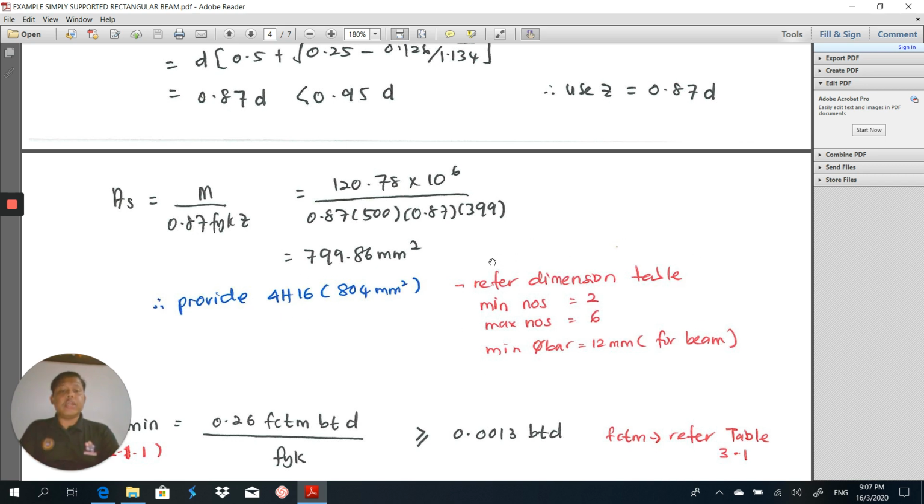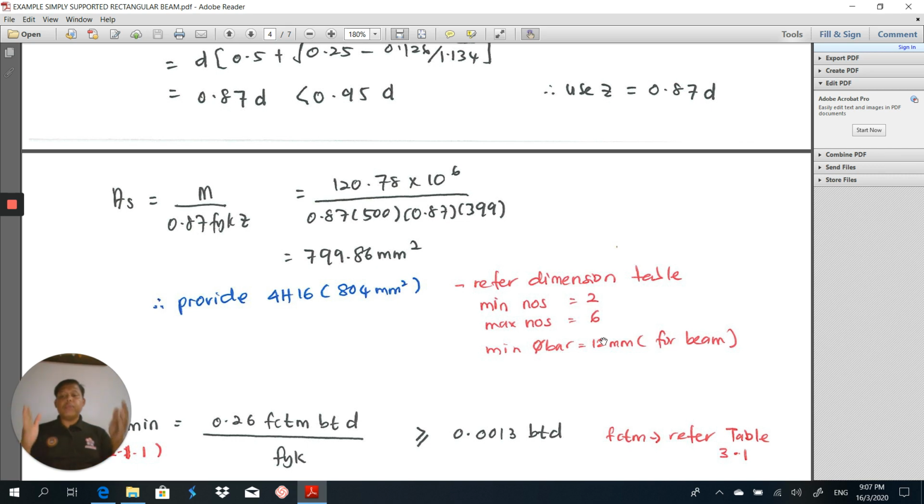Here is the condition that you have to know. The minimum numbers of the reinforcement for a beam is actually 2, one for the left, one for the right. And then the minimum diameter bar is 12 mm. That is normally what we practice as an engineer. But sometimes we prefer 10, but normally it is 12. It depends on the needs of the design. The maximum numbers in my preference is 6 numbers.